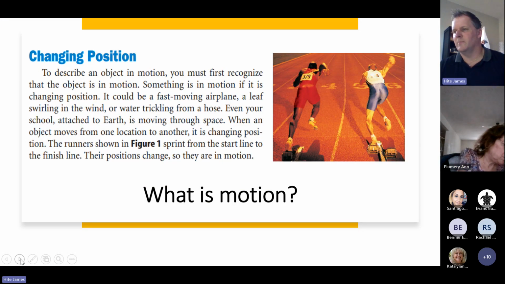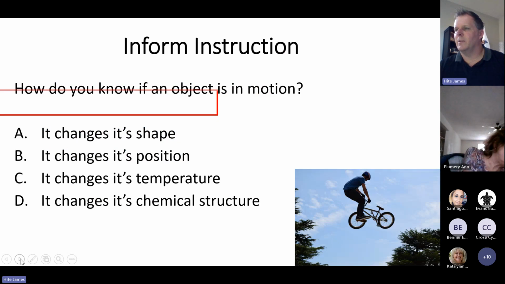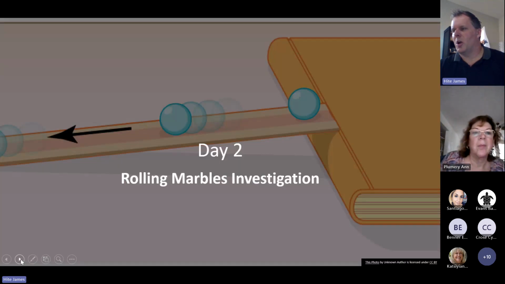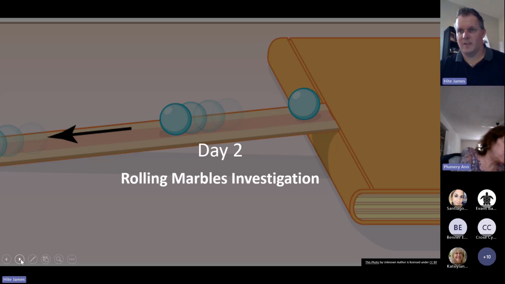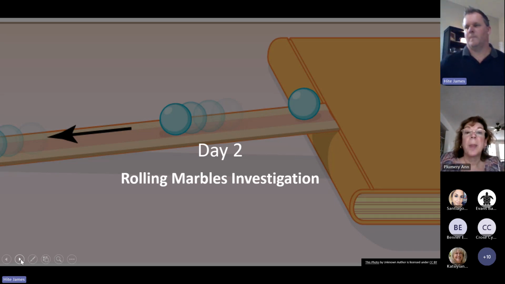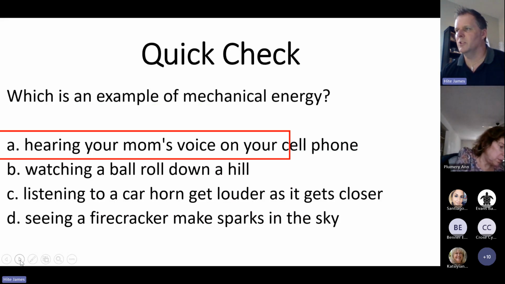And then, yes, you have the reading, and then you have the informed instruction. Day 2, we're going to set up our marble run. So this was in the former unit as well. Basically, they're going to set up a ruler with a groove. So make sure you have your rulers that have a groove down the middle. You should have some marbles. If you are needing extra or you can't find them, please let us know immediately so we can get those out to you. So this will take a couple days on that. Quick check.